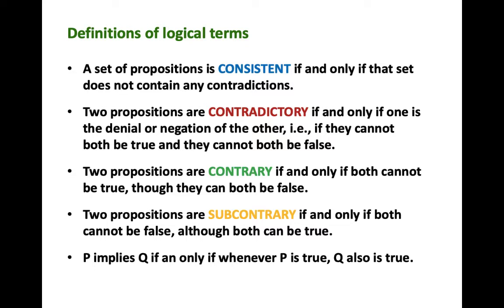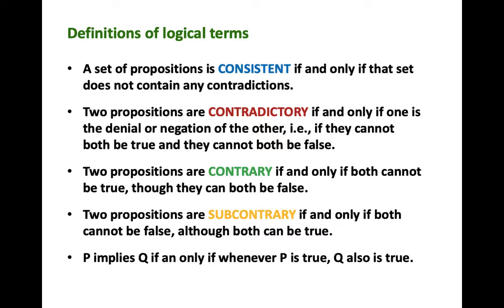Now, two propositions are contradictory if and only if one is the denial or negation of the other. That is, they cannot both be true at the same time, and they cannot both be false. One's true, the other's false. Which one? Who knows? The issue is you've got a contradiction. Contrary claims: two propositions are contrary if and only if both cannot be true, though both could be false. Two people could be disagreeing, and they're both wrong.